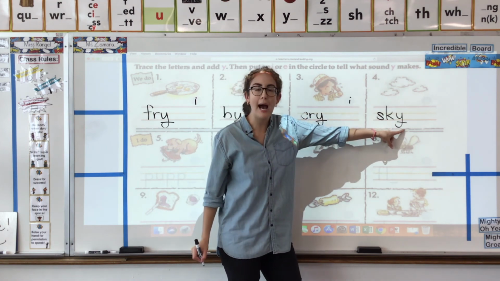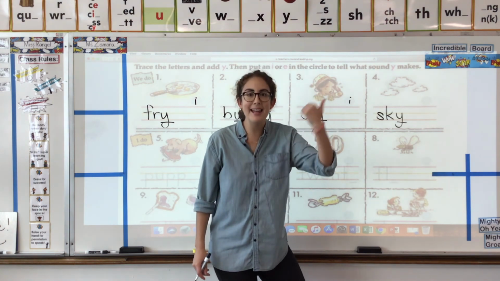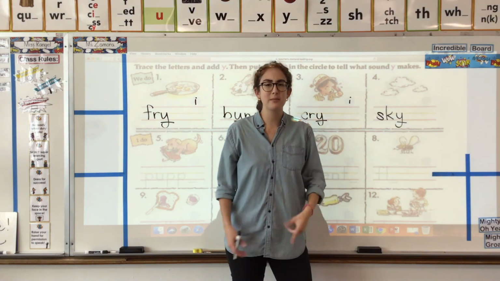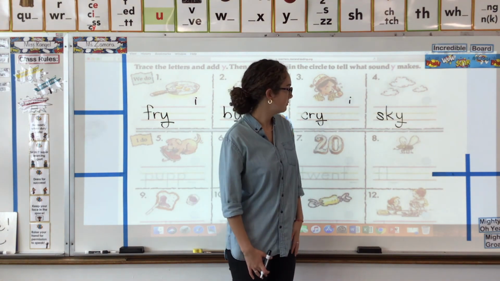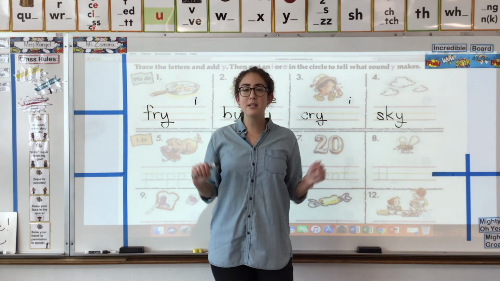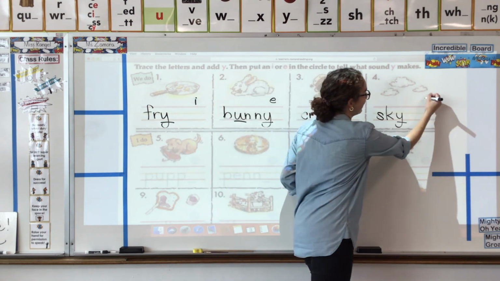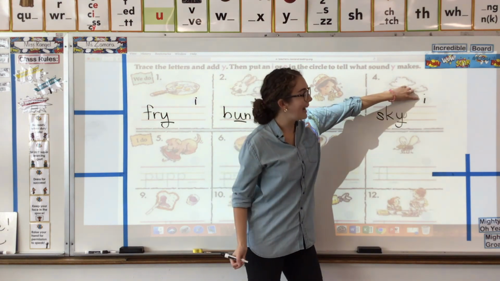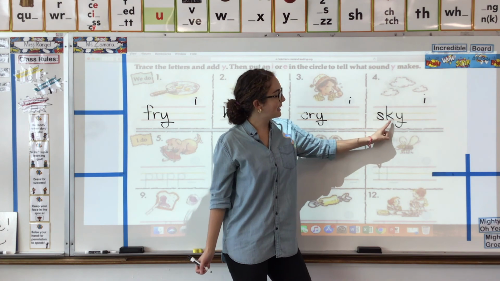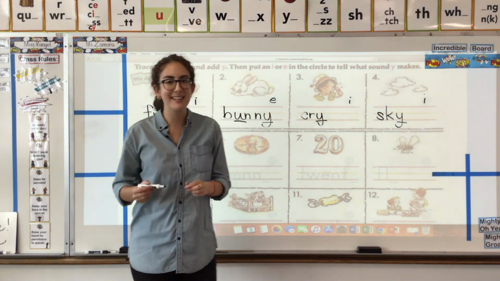Okay, where is the Y in this word? It's at the end of the word. And are there any other vowels in this word? Are there any other vowels? No, the Y is all alone. So what sound is the Y going to make then? Read the word? Sky. Like the sky up above us.